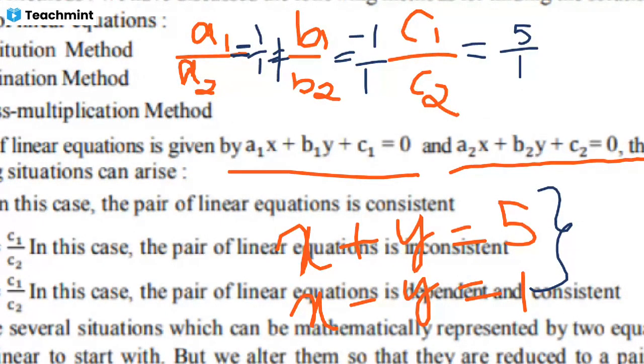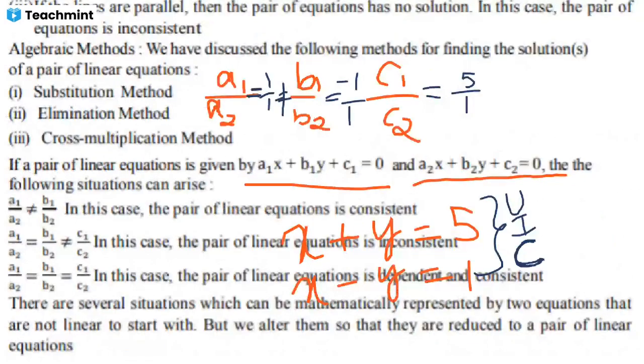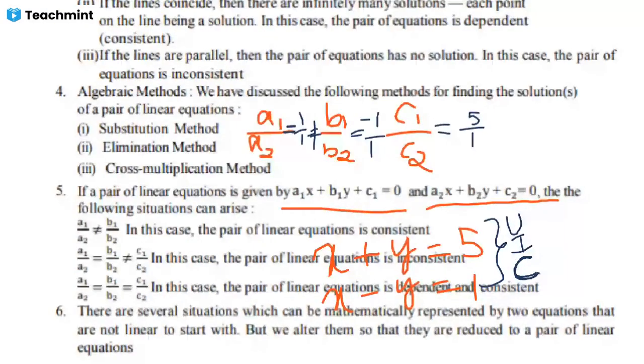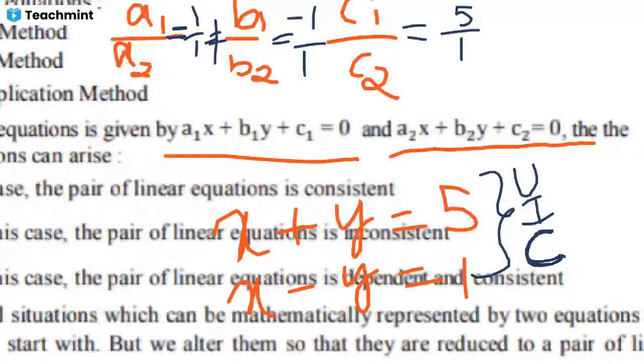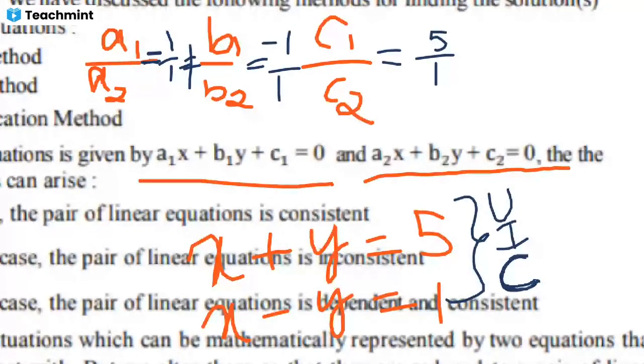And what type of equations are they? They are having a unique solution, intersecting lines. Consistent. Yes, very good. So these two equations are consistent. So what condition can you know? Here, if A1 by A2 is not equal to B1 by B2, in this case, the pair of linear equations are consistent. Understood this, all of you?